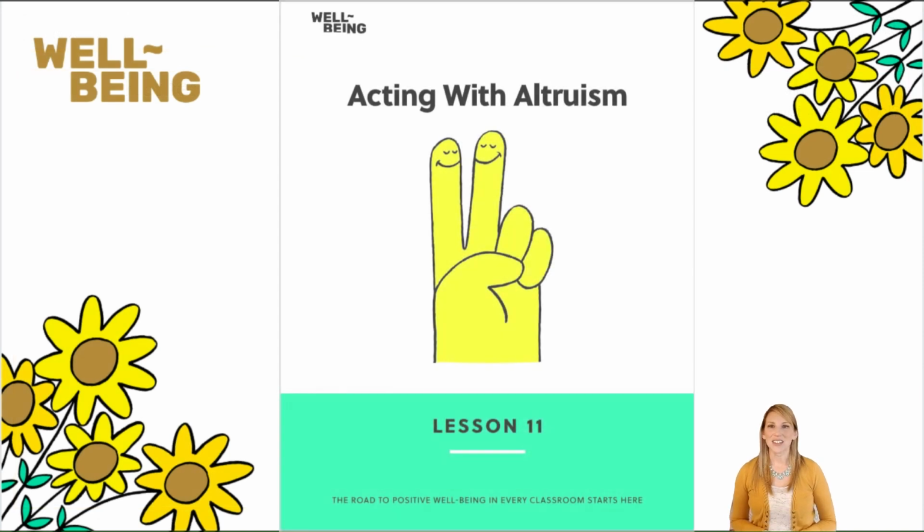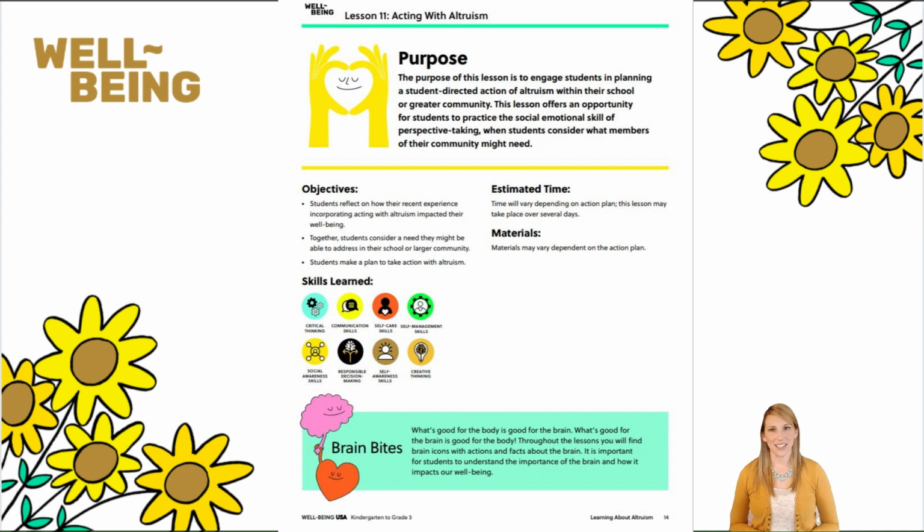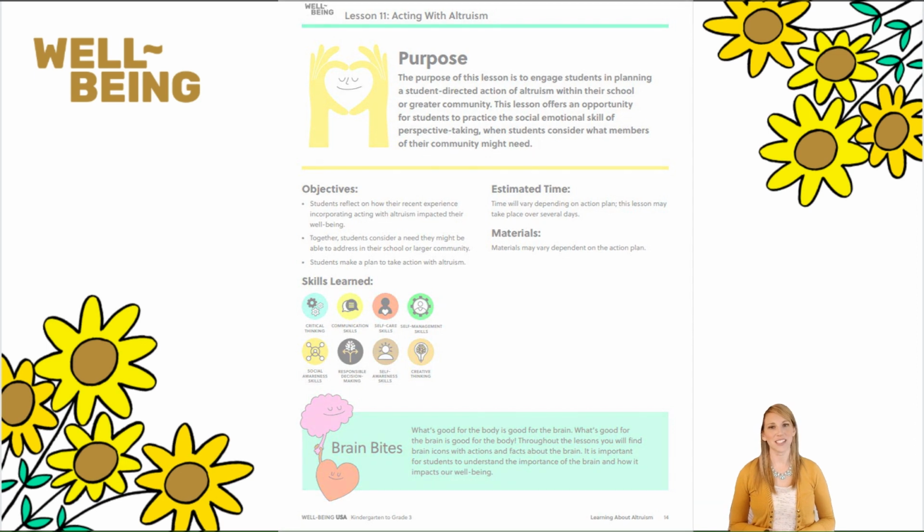Lesson 11 is called Acting with Altruism. Since the pacing and materials needed for this lesson will depend on the action plans of your students, we don't have a recommended pacing or materials for this lesson. But if you need an idea of timing, we suggest aiming for roughly 30 to 45 minutes.